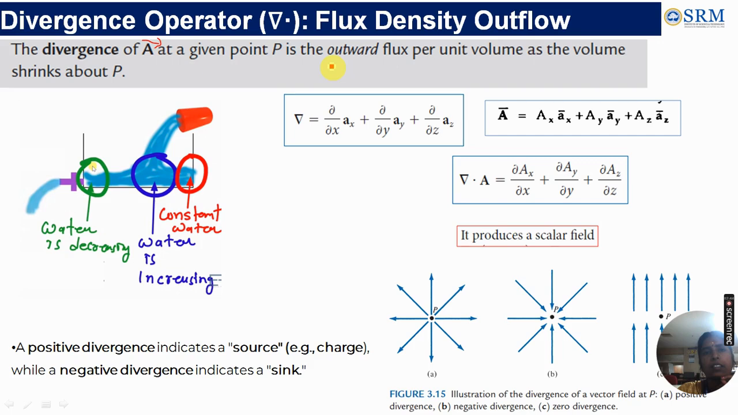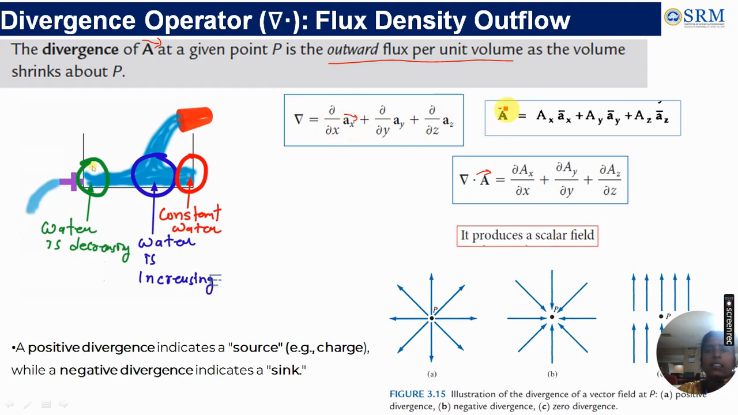So we are defining the outward flow, that is, outward flux per unit volume. How to define it: it is the dot product, as I have already mentioned, of the del operator and the vector field. So del dot A vector, how will I compute? We already know what del is, and we know the A vector. So if we take the dot product of del with the vector A, what answer will I get?